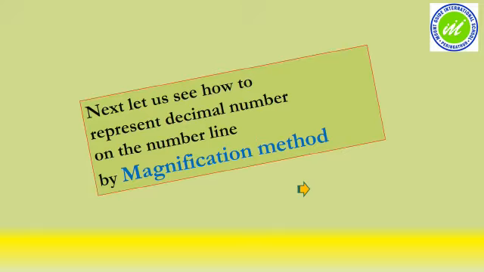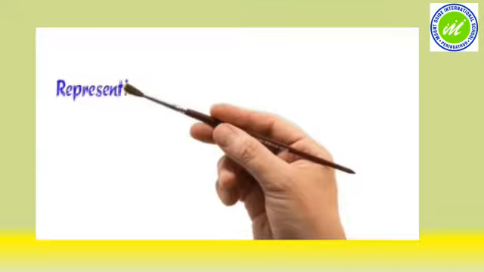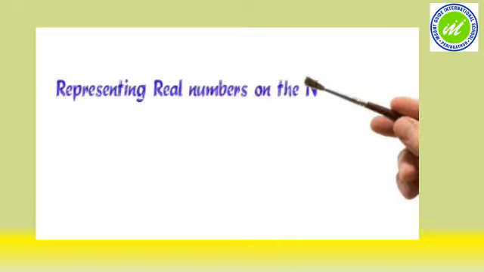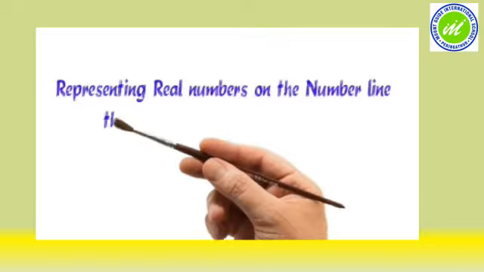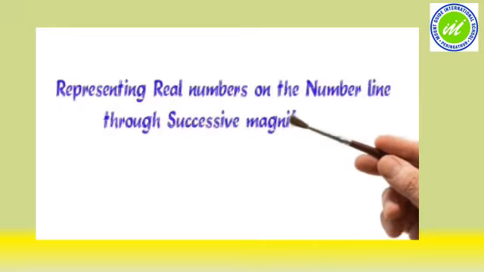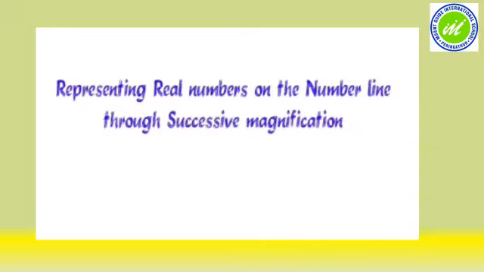Next, let us see how to represent a decimal number on the number line by the magnification method. Representing real numbers on the number line through successive magnification. We know that any real number has a decimal expansion. Let us see how to represent a terminating decimal on the number line.